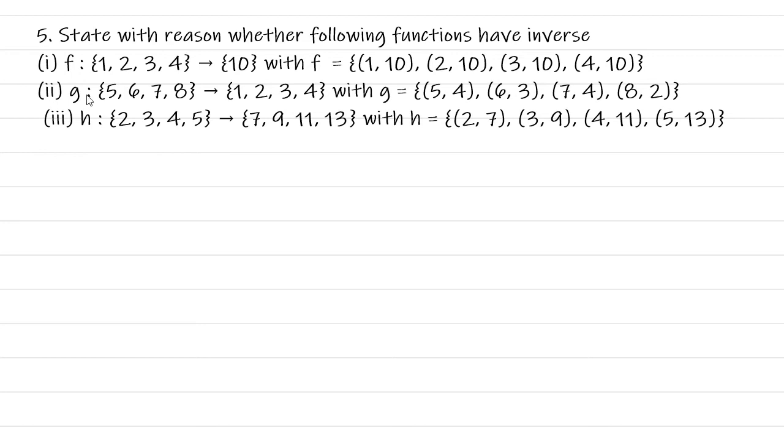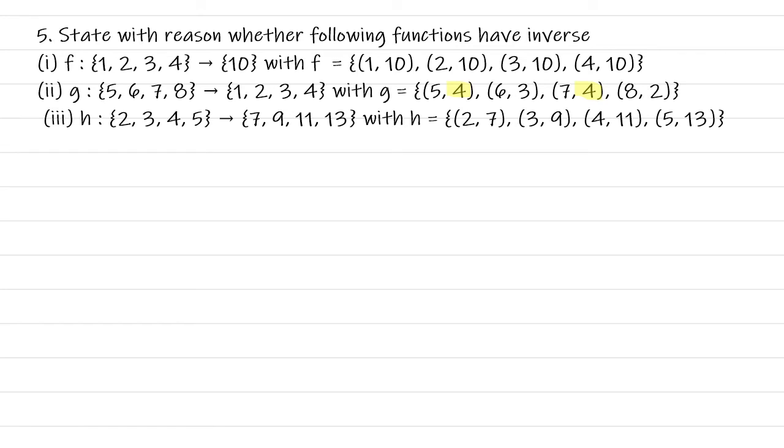Second case, g is a function from {5, 6, 7, 8} to {1, 2, 3, 4} with g equal to {(5, 4), (6, 3), (7, 4), (8, 2)}. This function is also many one. See, two elements of the domain, 5 and 7, have the same image 4. So this also is not one-one. So this function will not have an inverse.